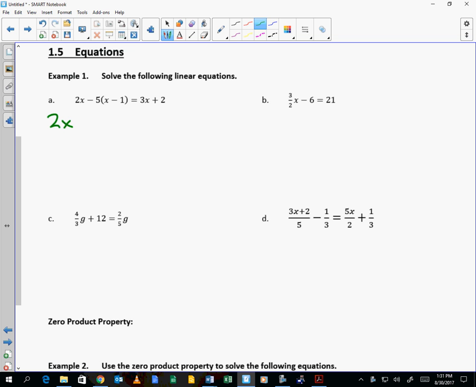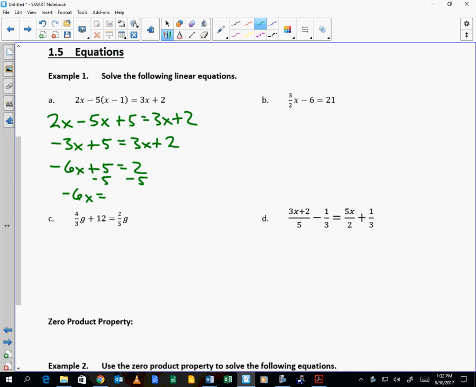I begin by distributing what? When I distribute negative 5, I get negative 5x plus 5 equal 3x plus 2. Negative 3x plus 5 is 3x plus 2. Subtract my 3x, negative 6x plus 5 is equal to 2. Negative 6x is negative 3. X is 1/2.